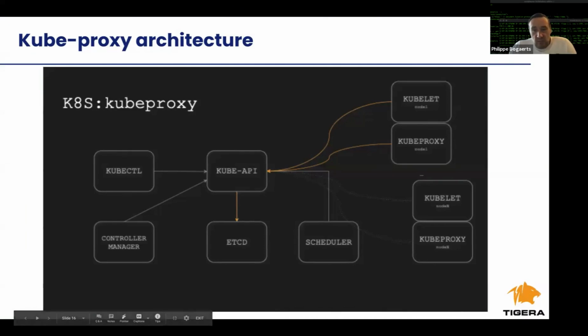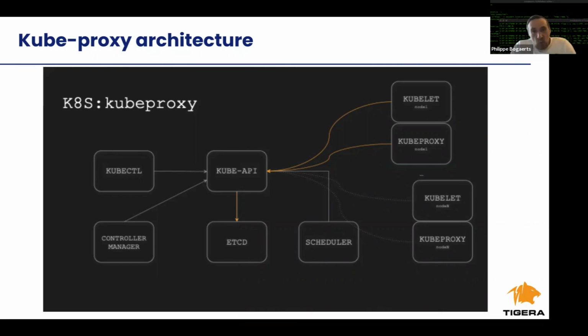This is a slide I made a while ago. So the process is actually as follows. Once somebody defines something through kubectl, a deployment or a service, everything is always stored into etcd. Everything communicates through the kube API, and the kube API actually stores everything in etcd.